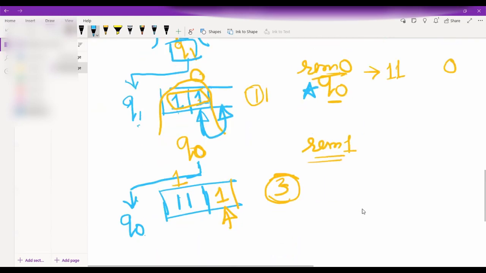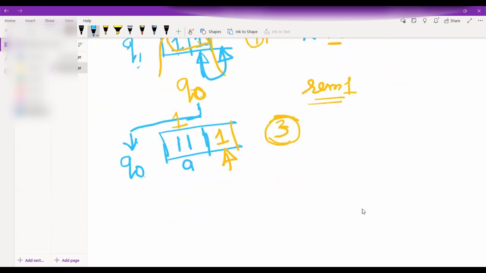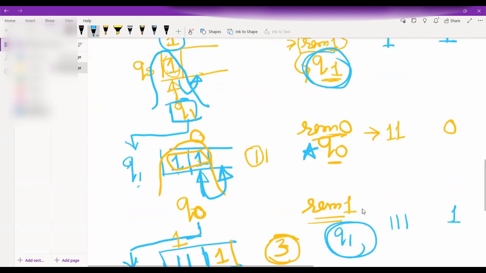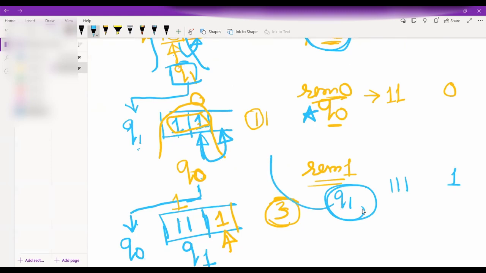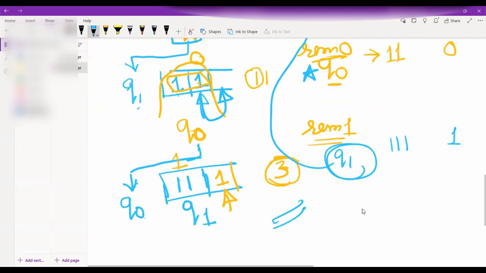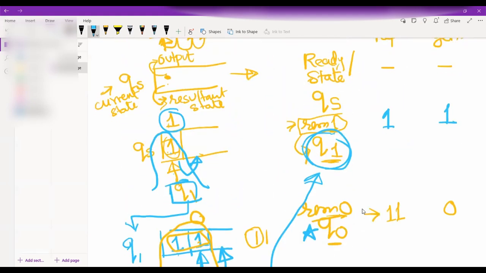So we are going to write the resultant state as Q1. Here there is no need to write Q1 again with the string 111 and the result 1, because this state is already considered previously. Whenever we have a state that was generated previously and is repeating again, that will be the end point of your solution. Now we have tried to find out the states.